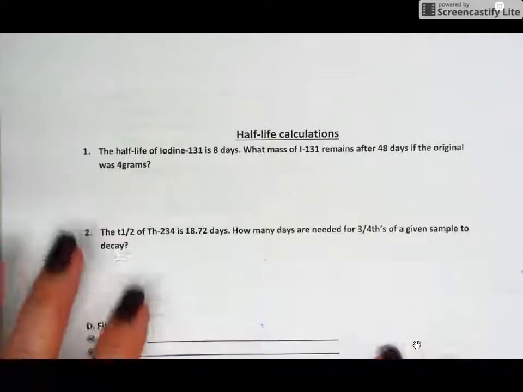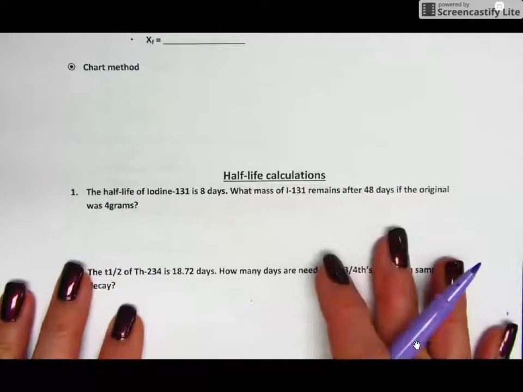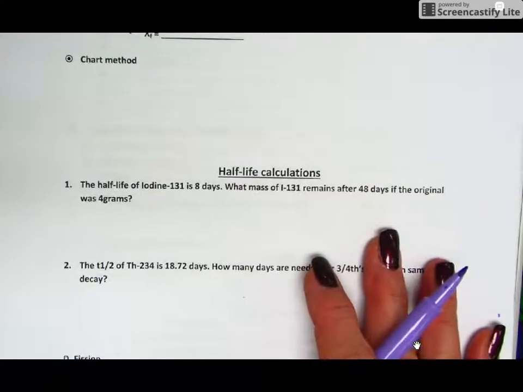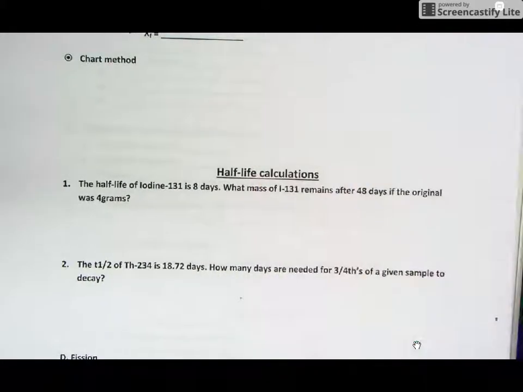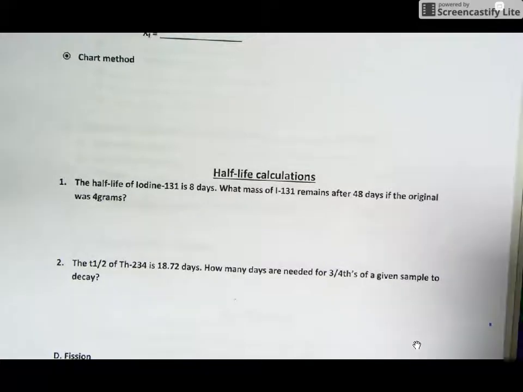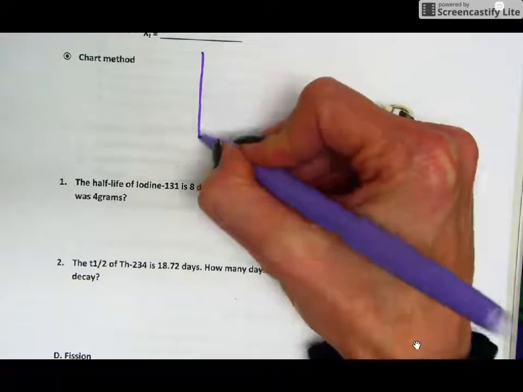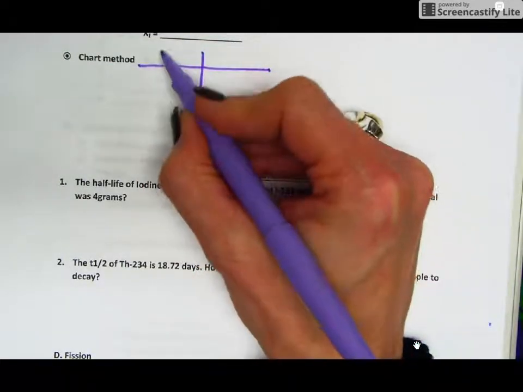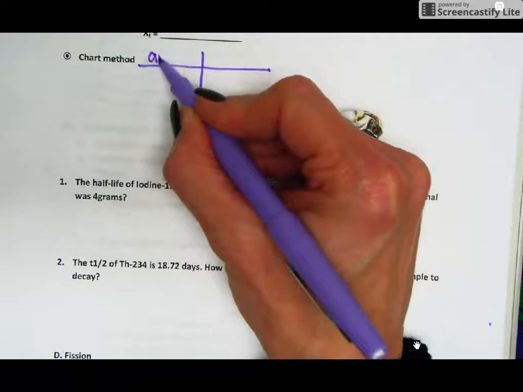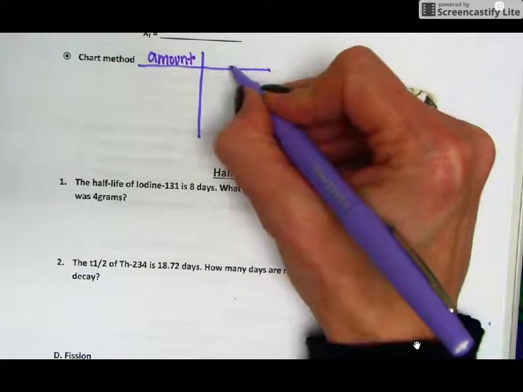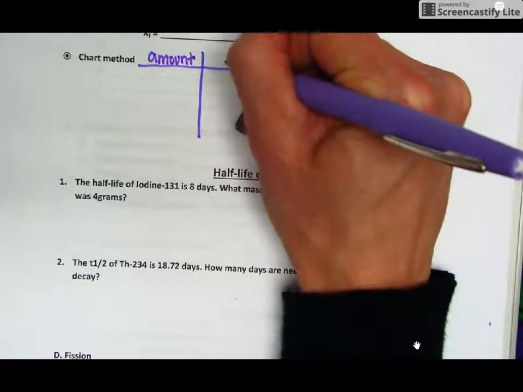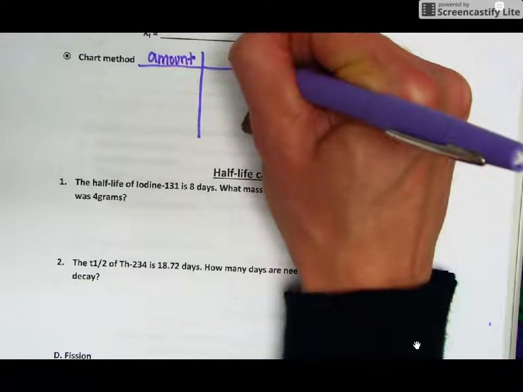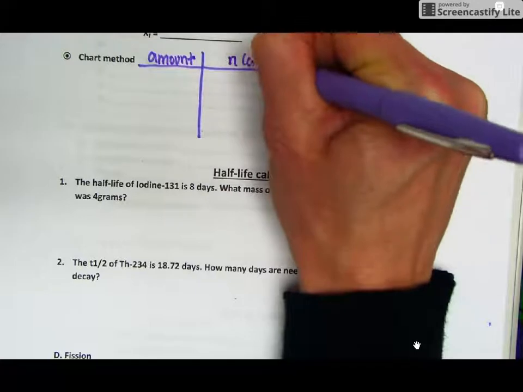Now, some students prefer to use the chart method. If you're not quite as mathy, you might prefer the chart method, and that's fine. Sometimes some problems are better to use the chart method for. Chart method involves just making a little T-chart. And in the first column, this is where you're going to put your amount of your substance, how much you started with. And then in the second column, you're going to put the number of cycles or the time that's passed by, whichever you prefer. I like to do the cycles, so N cycles.